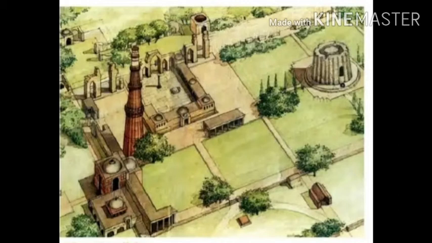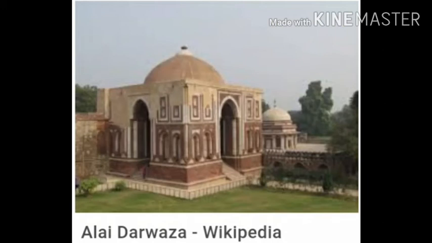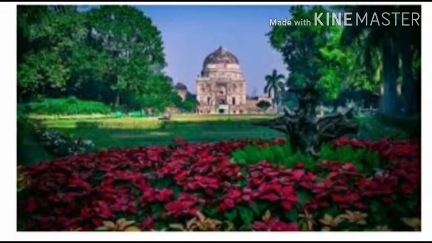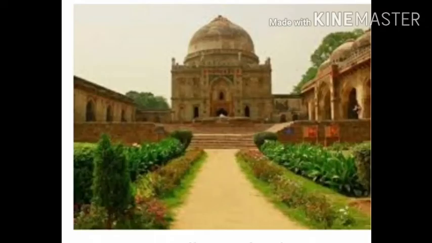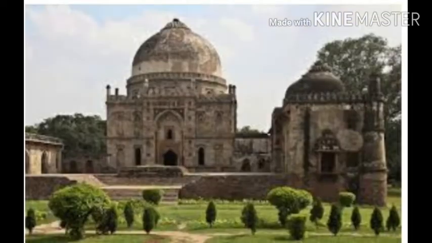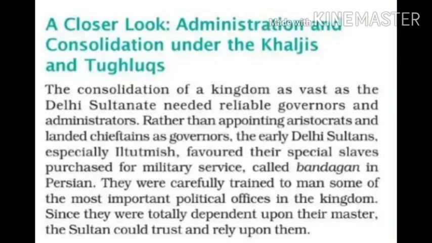Then we have Ali Darwaza, built by the second Sultan of Delhi, Alauddin Khilji, in 1311. Lodhi Gardens, the very famous Lodhi Gardens of Delhi, and the Tomb of Muhammad Shah were built in the 14th century by the rulers of the Sayyid and Lodhi dynasty. These monuments can still be seen at Delhi.